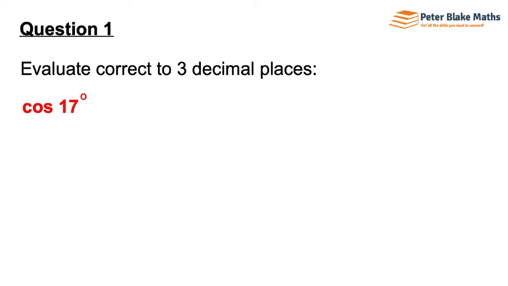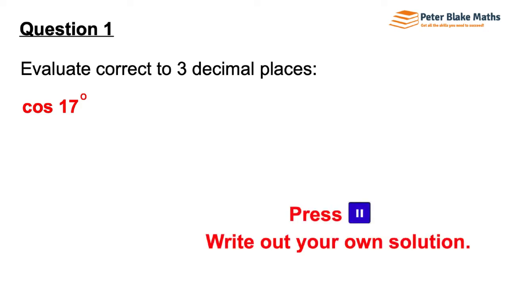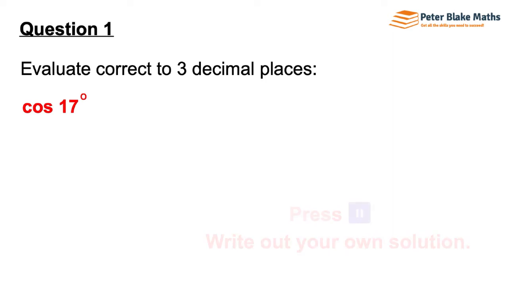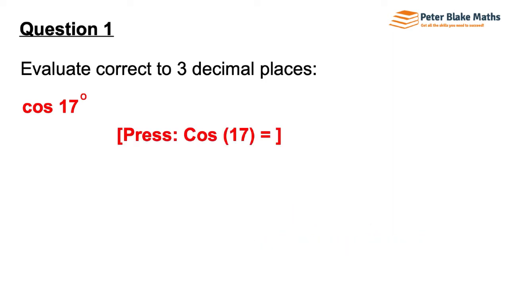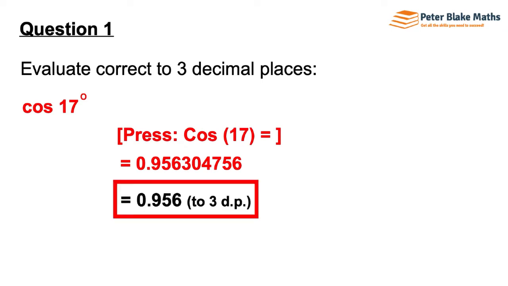Question 1. Evaluate correct to 3 decimal places cos 17 degrees. We'll just press this through our calculator. We'll press cos 17 and then equals. That'll give us a decimal. That's the long decimal you'll get there, and we need to round it to 3 decimal places.